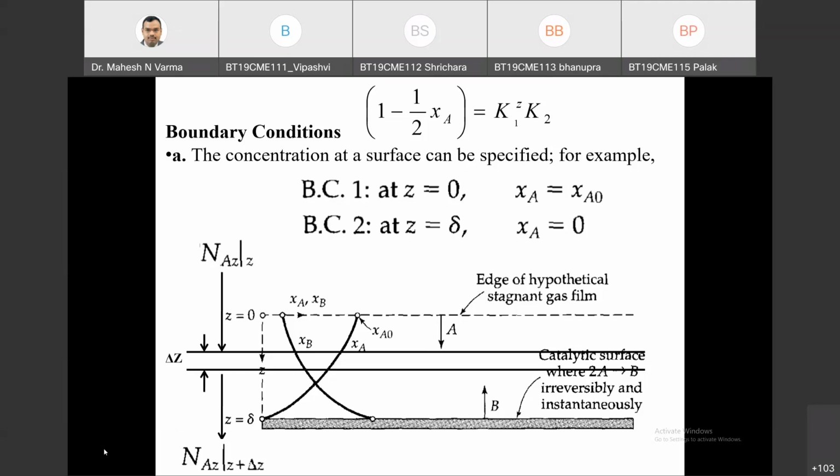Yeah, what will be the value of K1? Sir, the value of K1 will be 1 minus x naught a by 2, whole power minus 1 by delta. Okay, and what will be the value of K2? Sir, the value of K2 will be 1 minus x naught a by 2. Okay.